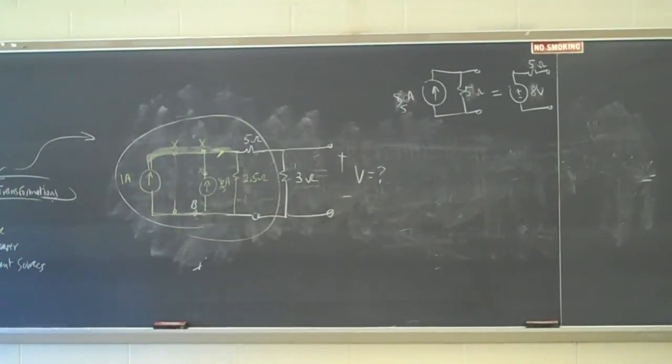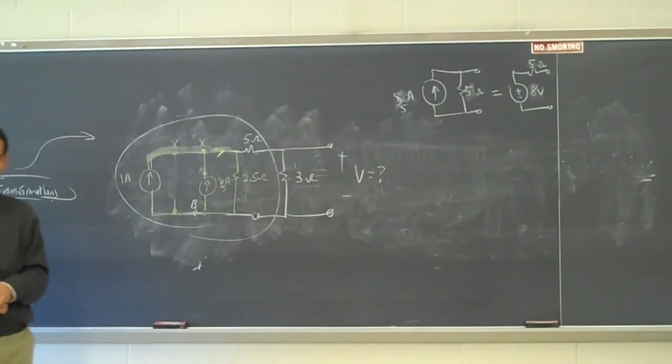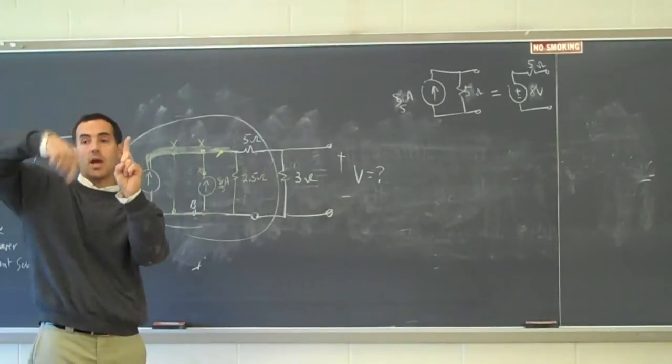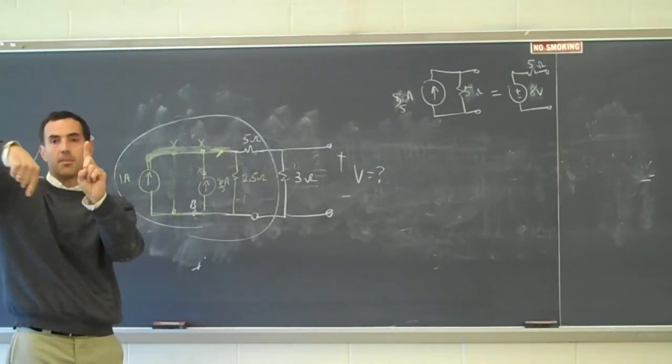If the arrows were going different directions, would that have changed it? Yes, then you'd have to subtract the two. So if I had 1 amp going up and 2 amps going down, they'd combine to be 1 amp down. Okay.